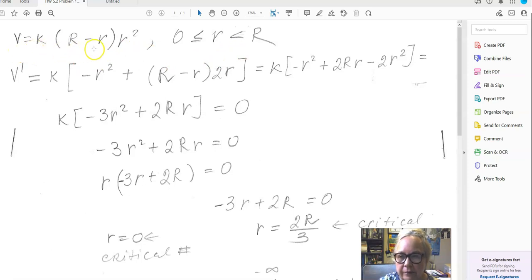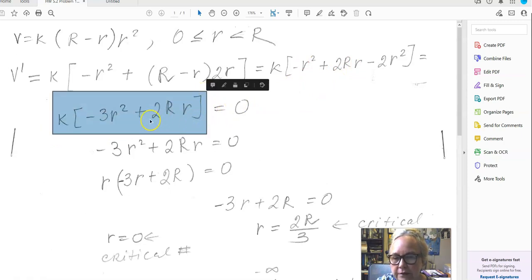I copied the function again, and here I differentiated. I differentiated using the product rule, but you also can do it by opening parentheses and taking the derivative v prime as the derivative of a polynomial function. It's up to you. So we took the derivative of the first factor, it's -1 times r squared. Then we keep the first factor and differentiate the second factor, the derivative of r squared with respect to r, and so on. And we got to the expression as here.